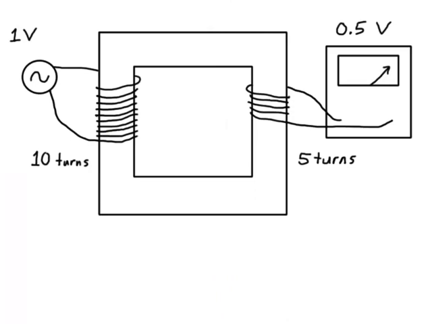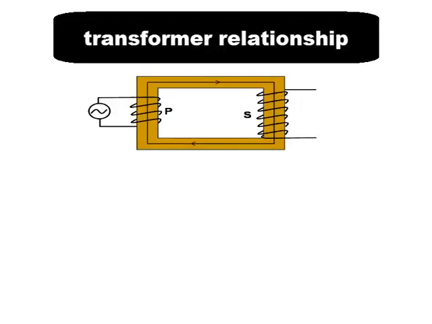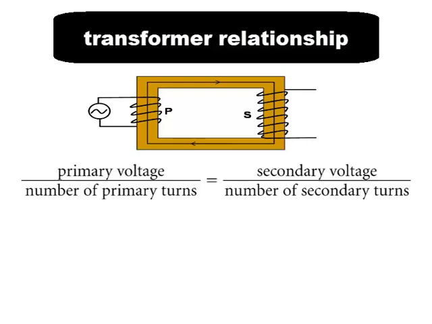If the secondary has fewer turns than the primary, the alternating voltage in the secondary will be lower than that in the primary. The voltage is said to be stepped down. If the secondary has half as many turns as the primary, then only half as much voltage is induced in the secondary. The relationship between primary and secondary voltages with respect to the relative number of turns is this: primary voltage over number of primary turns equals secondary voltage over number of secondary turns.